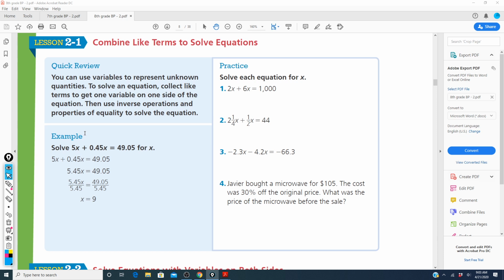Again, it tells you with your quick review, you can use variables to represent unknown quantities. To solve an equation, collect like terms to get one variable on one side of the equation. This was that thing for you guys that were going over this. You thought I was doing torture almost in a way when we were doing this. But again, you're going to use your inverse operations and properties of equality to solve the equation.